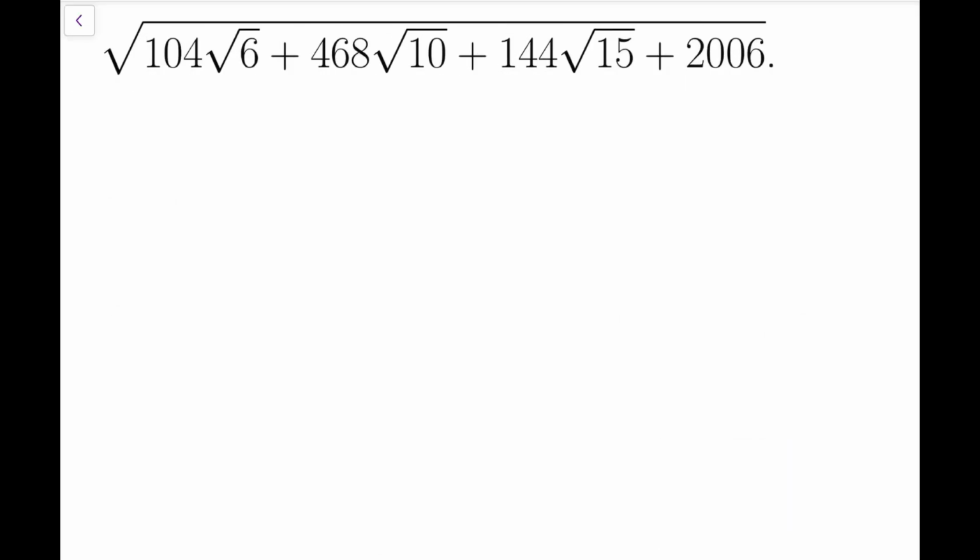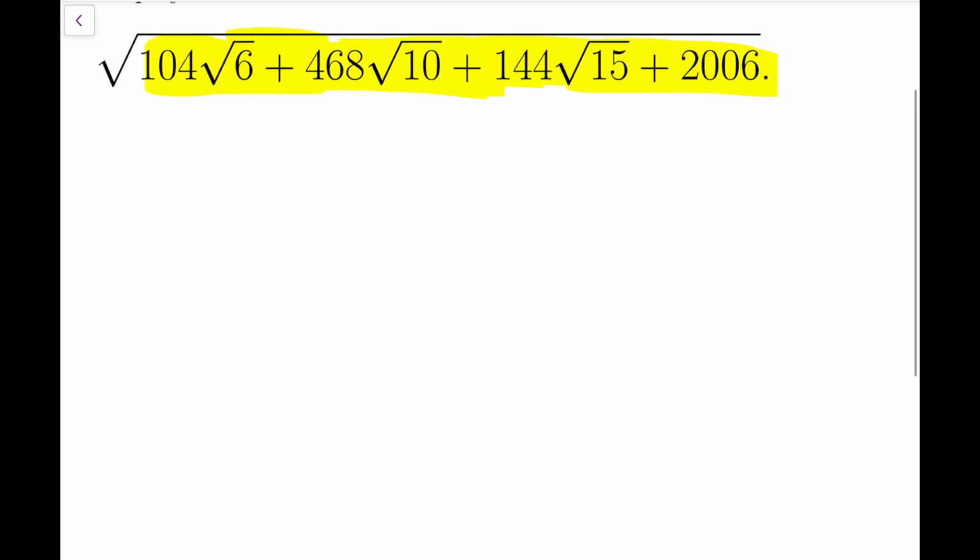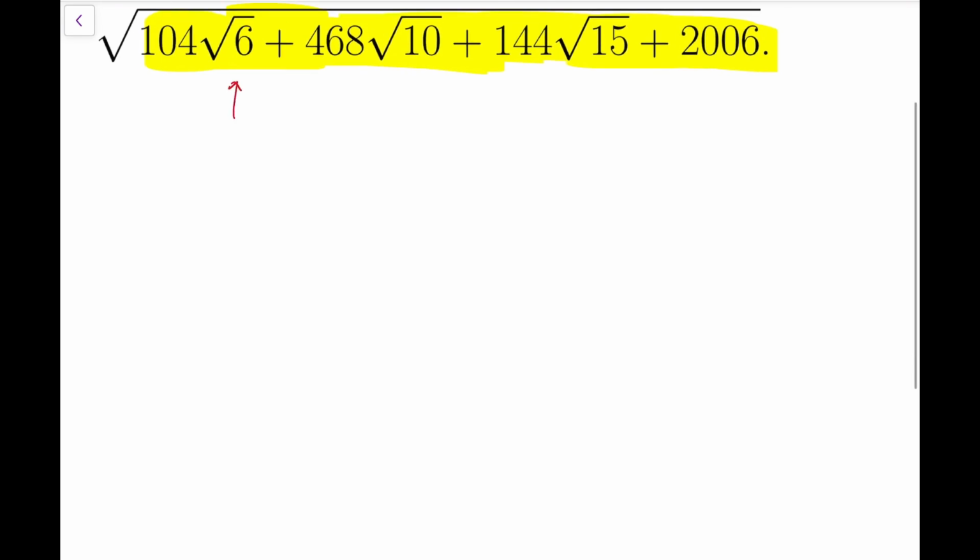Because this is a problem in a maths context, we should be quite certain that the number inside the square root should be a perfect square of some more elegant expression. Now notice that we have square root 6, square root 10, and square root 15, and 6 is actually equal to root 2 times root 3. This is root 2 times root 5, and this is root 3 times root 5.